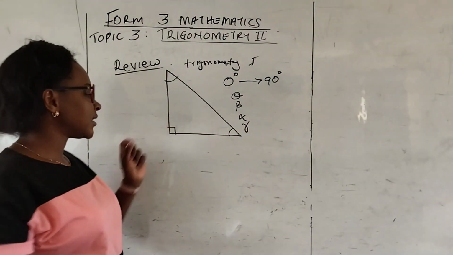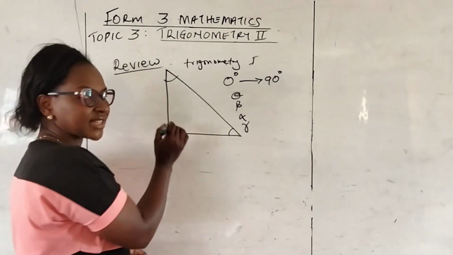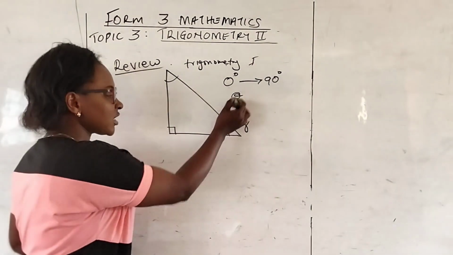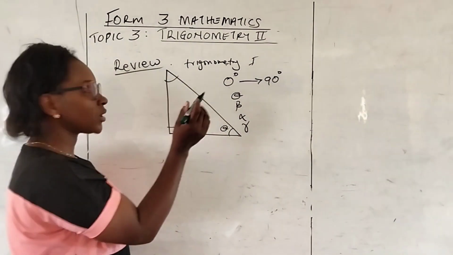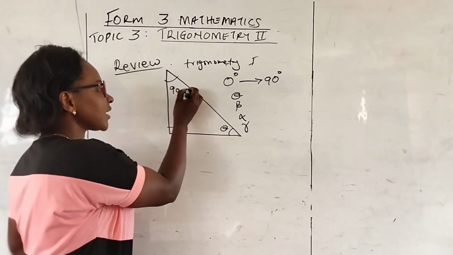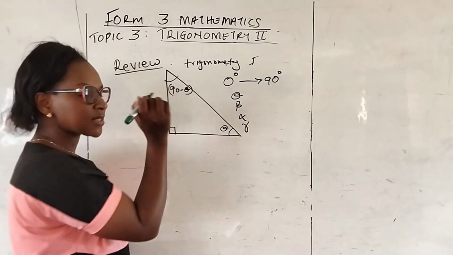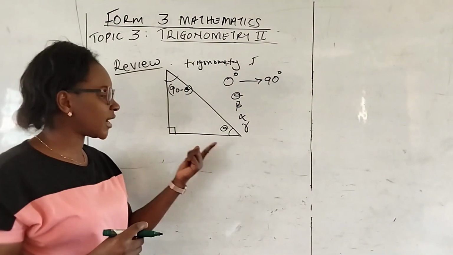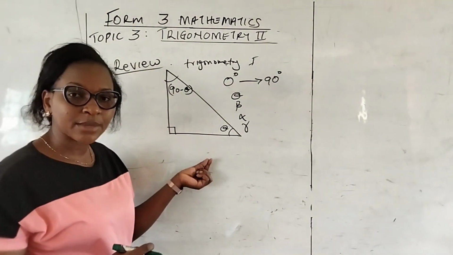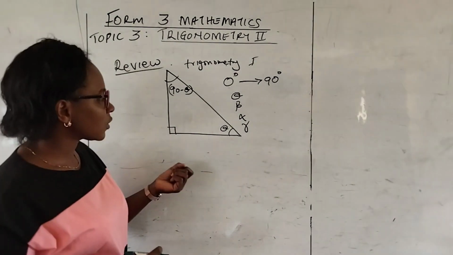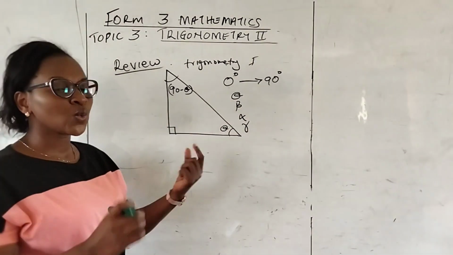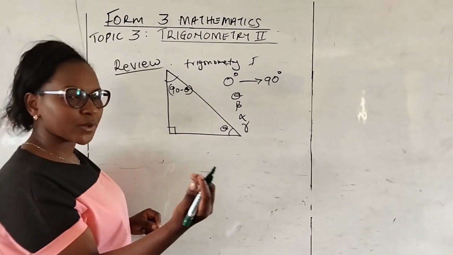Alright, and since the angle here is 90 degrees, if you take this angle here to be theta, the angle up here will be 90 minus theta, since angles in a triangle add up to 180 degrees. Okay, in trigonometry 1, we also learned about SOHCAHTOA.